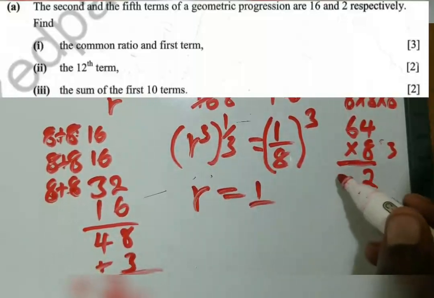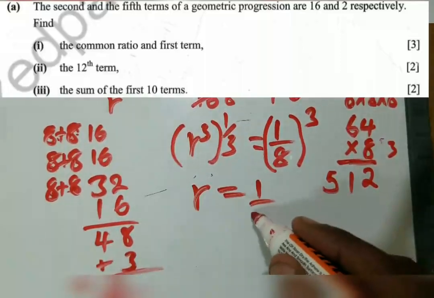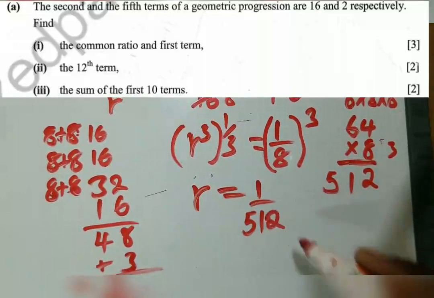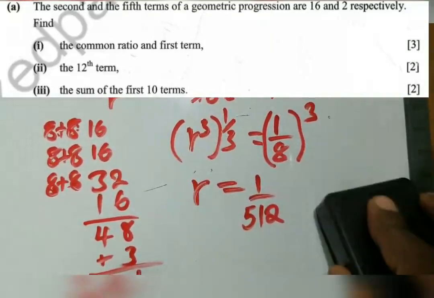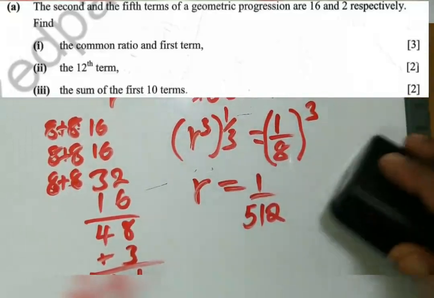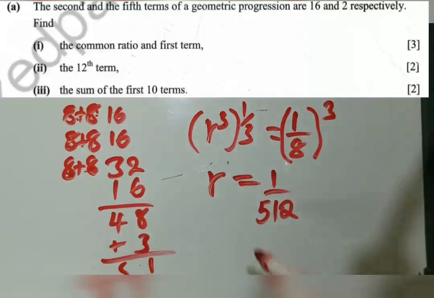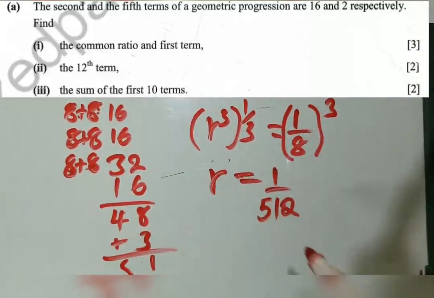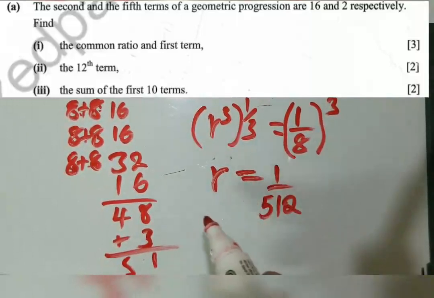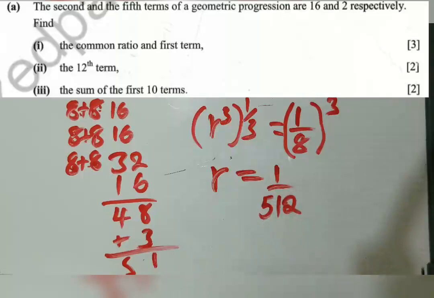So that means we are going to have 51 like that, meaning that we have 512. Okay, so down here we have 512. As simple as that. So this is our R. This is the answer for R in this question. So the common ratio is 1 over 512. What about A?